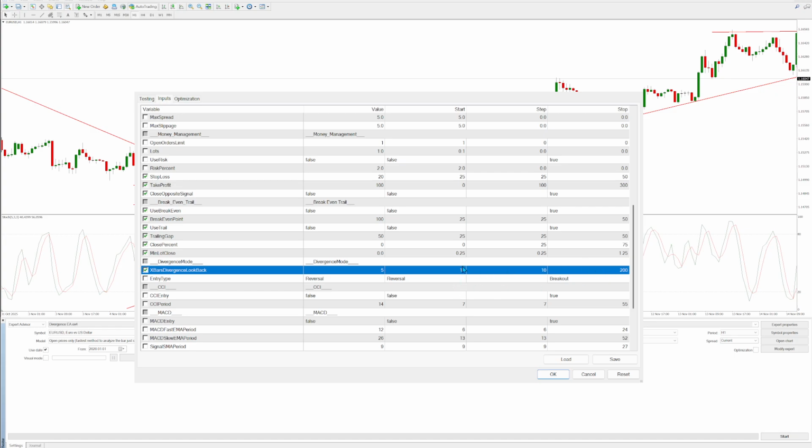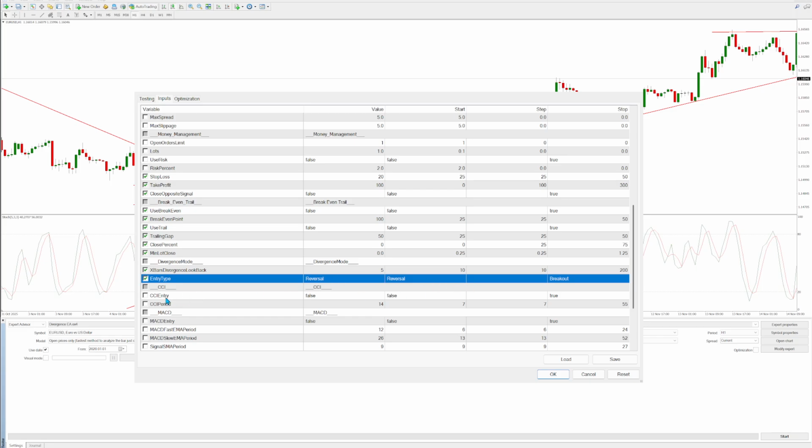So these values here, this is the value you want to start testing. This is the value you want to end testing, start, stop. And the step is the increments you want to go. So that would test bars look back of 10, 20, 30, 40, 50, 60, all the way up to 200. Entry type will test for either a reversal or breakout.